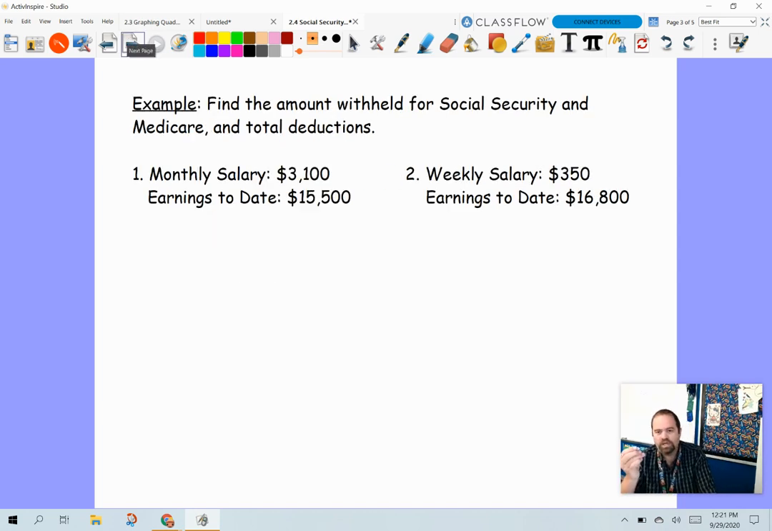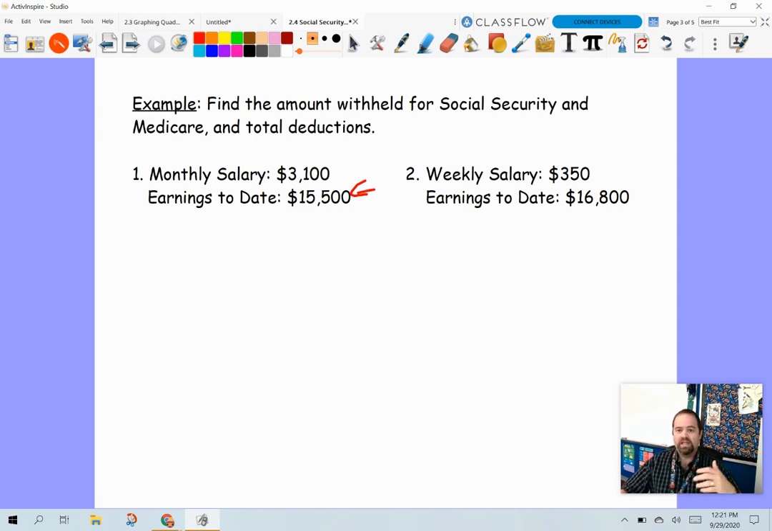I do want to explain how these are structured because they're worded a little bit funny. When it says the earnings to date, that basically means from January 1st until whenever this problem was written. That's to let you know if they've hit that $97,500 threshold, which I don't think any of these problems do, but that's why that's in there. If these problems had been over $97,500, we'd have to do this Social Security part differently. But we're not going to worry too much about that. They're just going to keep this realistic.